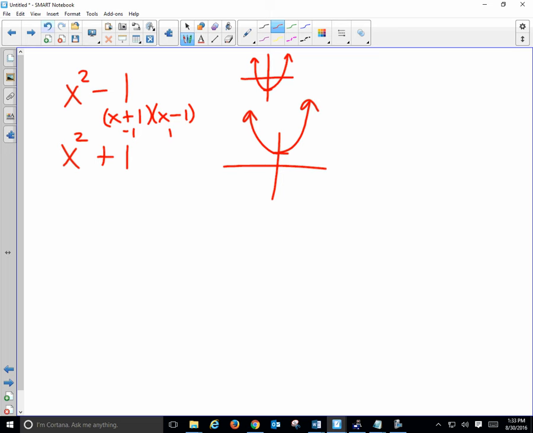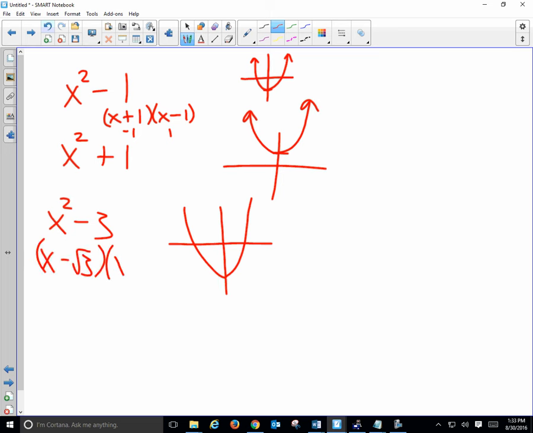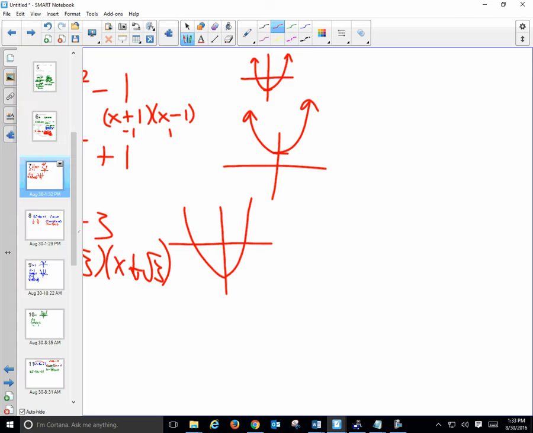You might say, well, Mr. Gens, I know that x squared minus 3 also crosses the x-axis, but that doesn't factor. Well, yeah, it does. X minus the root of 3 and x plus the root of 3. So it does. You just maybe aren't used to doing it. So, you know, right? Bang. Learn something new every day.